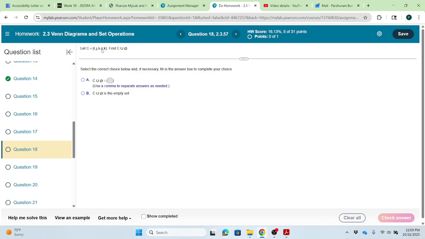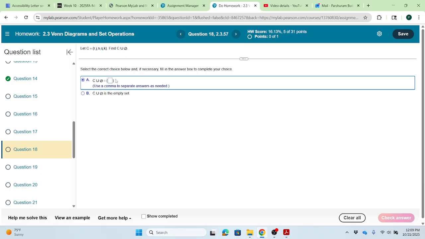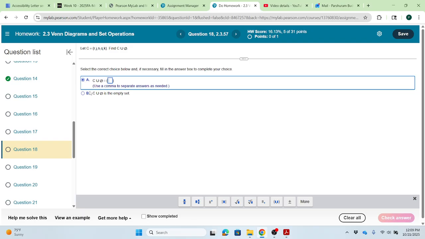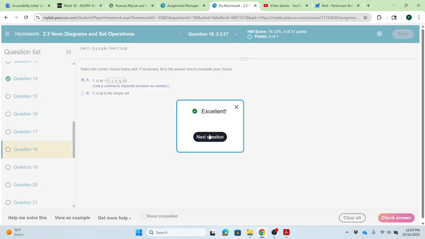Let C be this set. Find C union the empty set. Empty means it's not going to add anything else. So it's C itself. C union empty is C itself, because there are R, Z, N, Q, and K. These are the elements, so you just have to copy that.